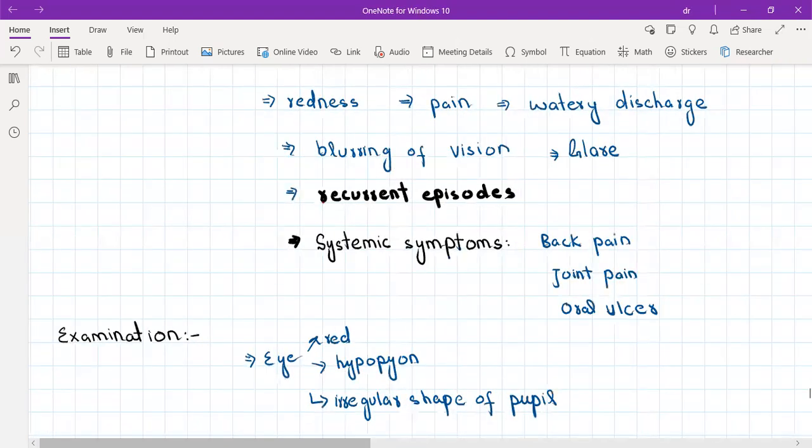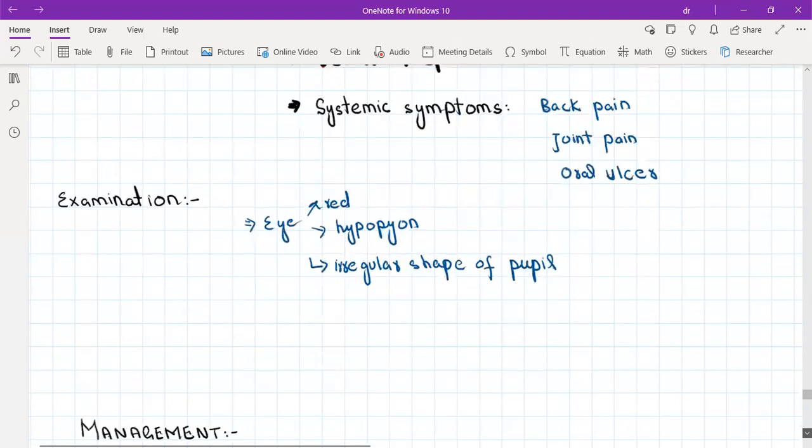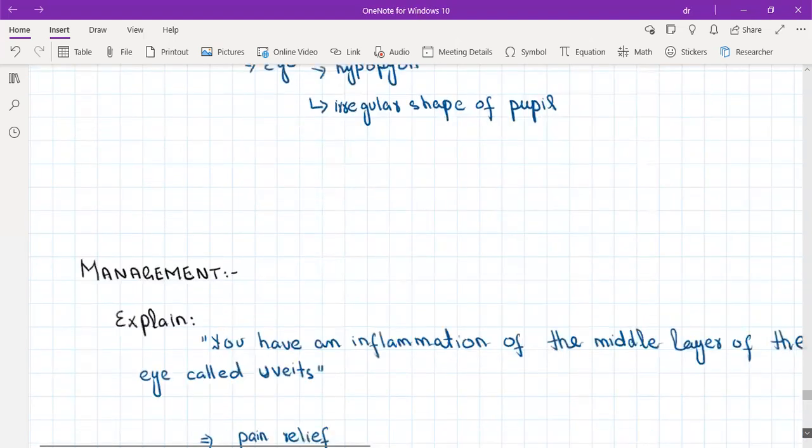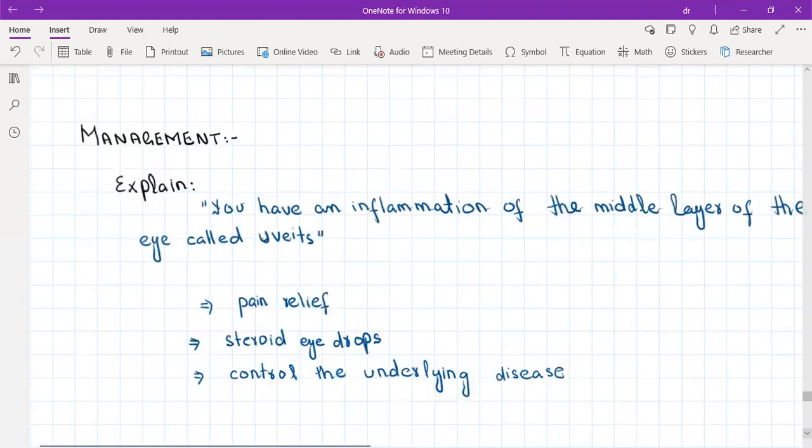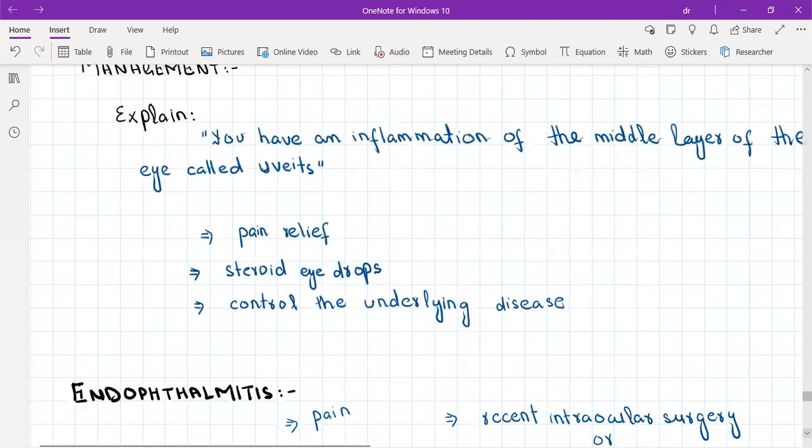Okay, now let's discuss the management. First of all, we are going to explain to the patient that you have inflammation of the middle layer of the eye, and this is called uveitis. We are going to give them pain relief and steroid eye drops to control the inflammation, because mostly it is because of autoimmune disease. So steroid eye drops will help.